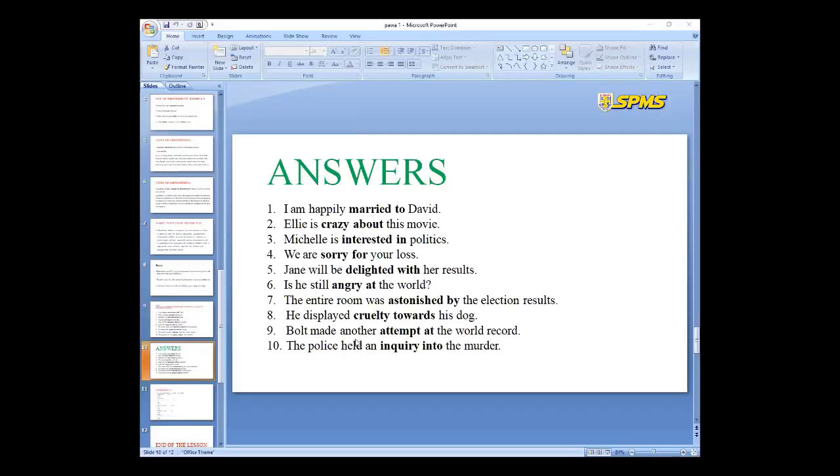So number two, the answer: crazy about, interested in, sorry for, delighted with, angry at, astonished by, cruel towards his dog, made another attempt at. So we attempt at something, then we inquire into an issue. So these are the answers to the first set of questions that we tried our hands on. Any question on the answers provided so far?